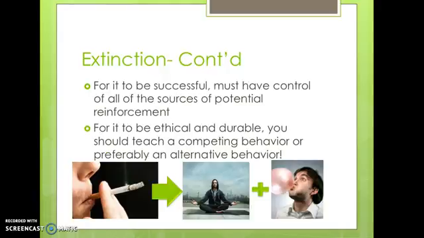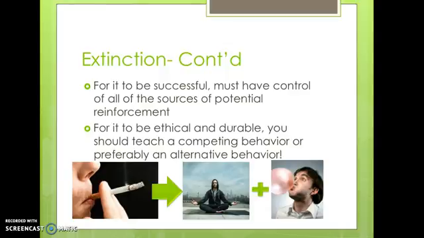For extinction to be successful, you must have control of all the sources of potential reinforcement. That means for the child in the store, we must make sure that dad doesn't get fed up and just hand over a lollipop, or that a nice stranger doesn't come over and try to calm the child by giving tickles and making goofy faces. For the student in the art class, we must make sure that a substitute teacher doesn't come in and send the child out of class.